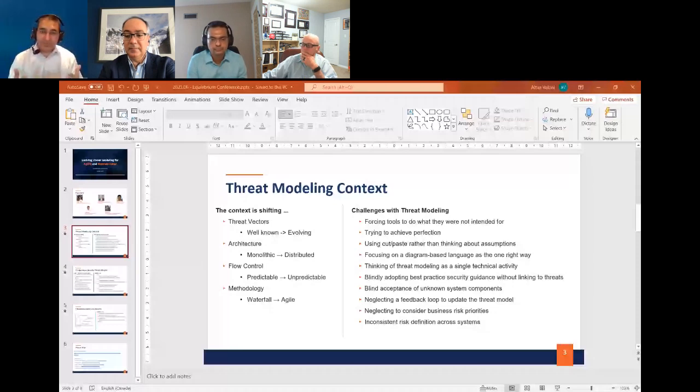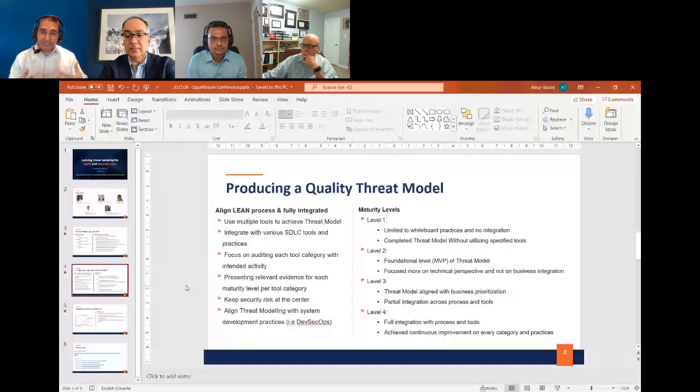So in terms of the quality threat model, on the left-hand side of the screen we see the alignment of lean processes, which are fully integrated. It's about using multiple tools to achieve threat modeling, integrating with various SDLC tools, focusing on auditing each tool category, and ensuring that we've got a threat modeling system that is keeping in line with where DevSecOps is going. Let's put the right-hand side, the maturity levels, off.